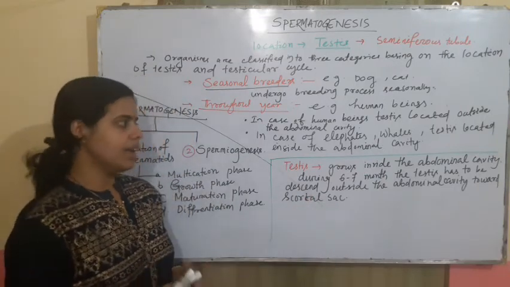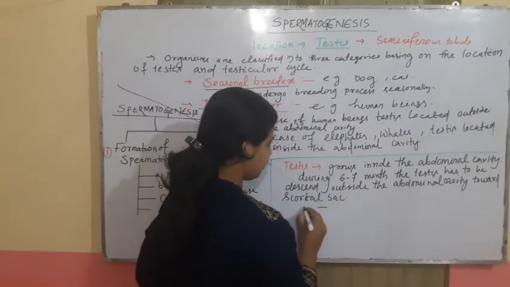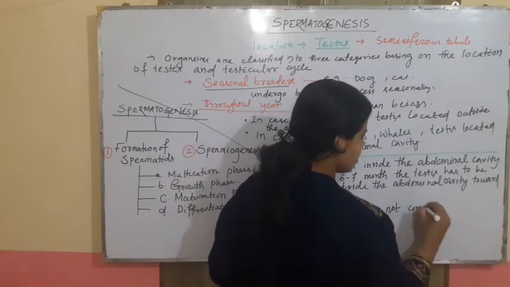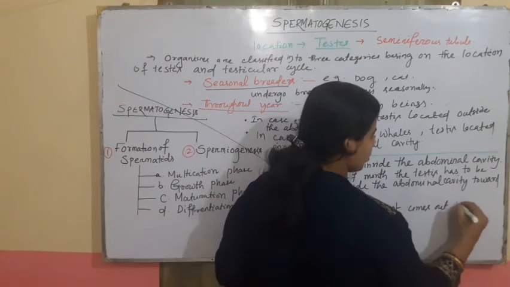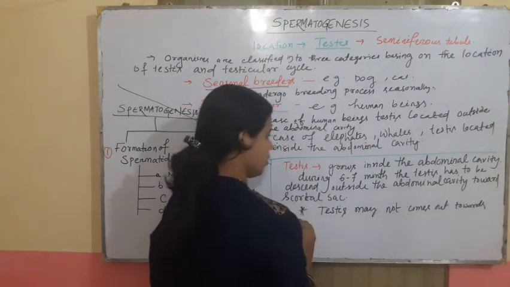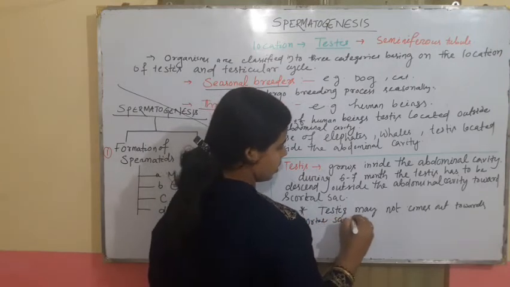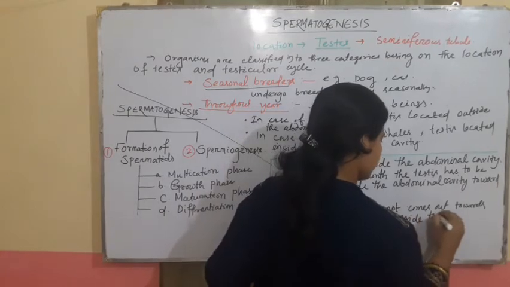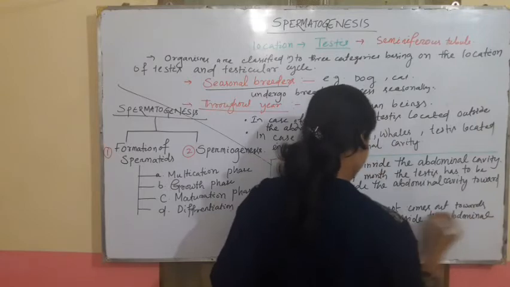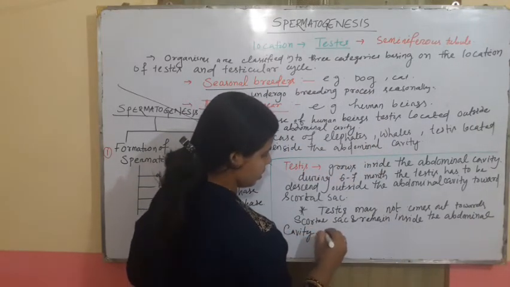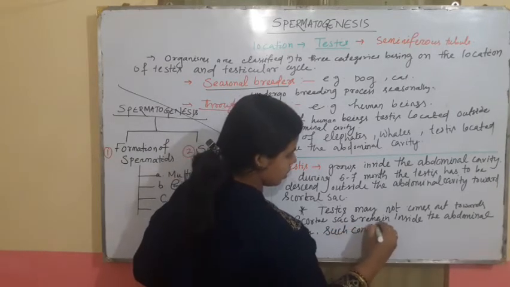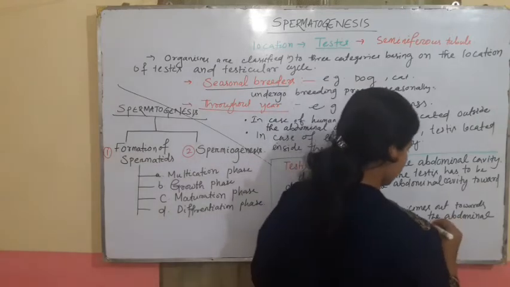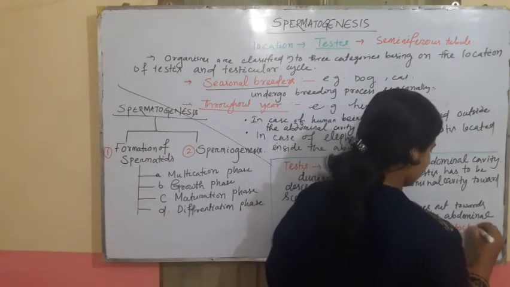Clear? In some very few cases, what happens? The testis may not come out, or you can say descend, towards the scrotal sac, and remains inside the abdominal cavity. Such a condition is known as cryptorchidism.